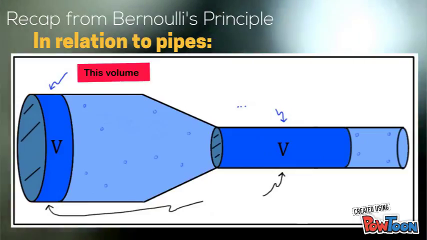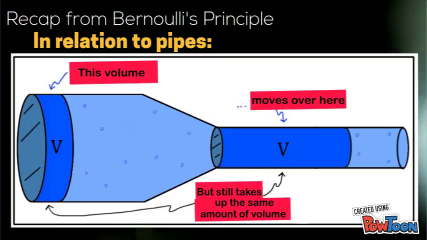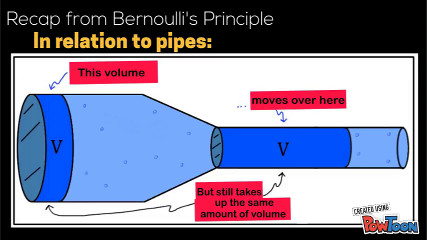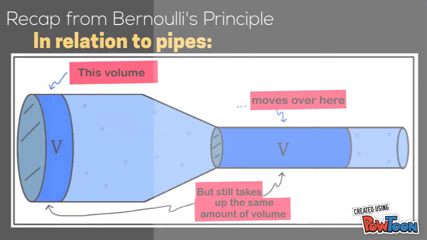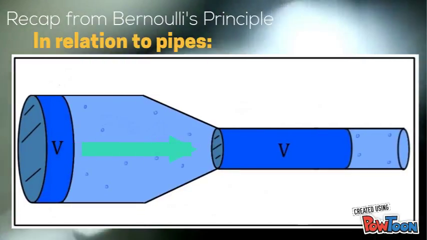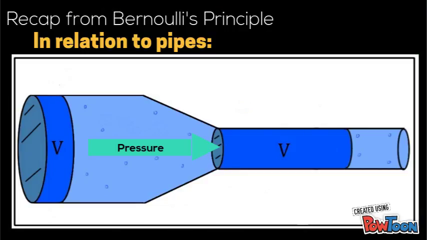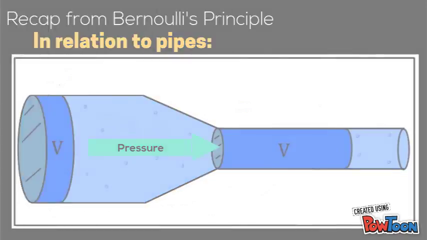As fluid moves from a wider pipe to a narrower one, the volume of the fluid that moves in a given distance in a given time period does not change. But since the width of the narrower pipe is smaller, the fluid must move faster, that is, with greater pressure, in order to move the same amount of fluid with the same distance in the same amount of time.